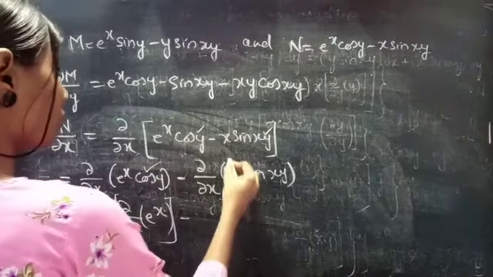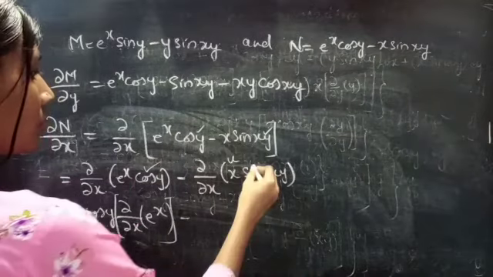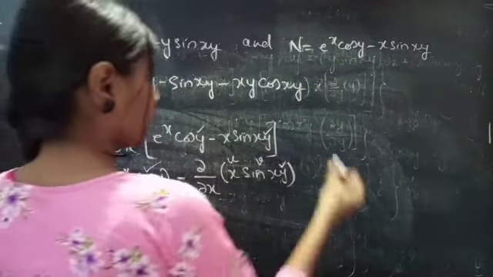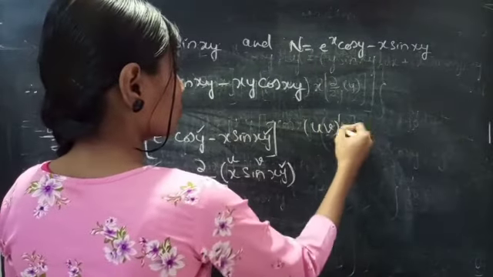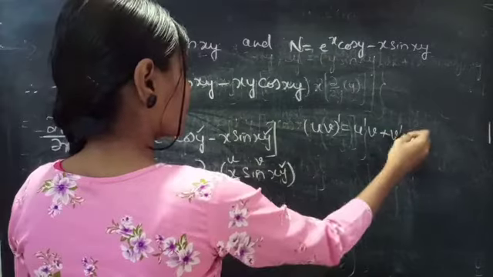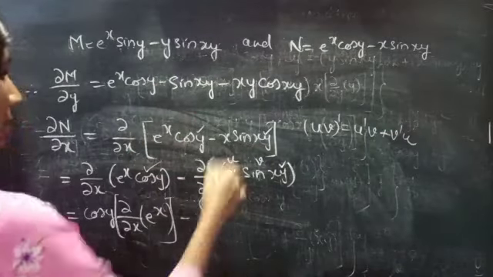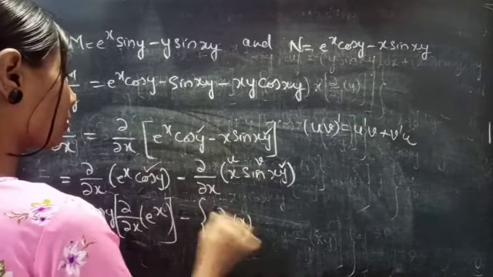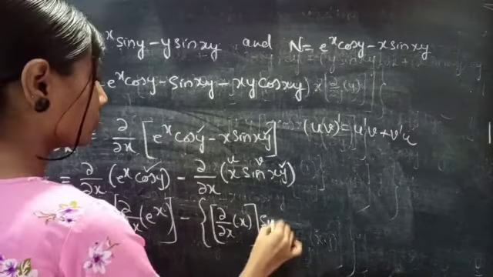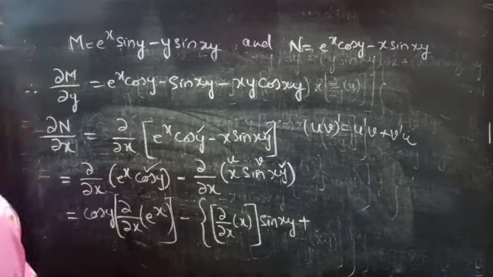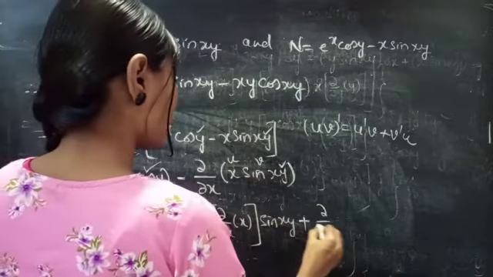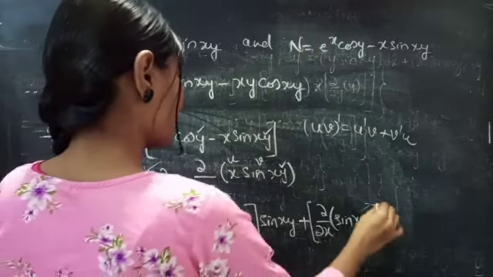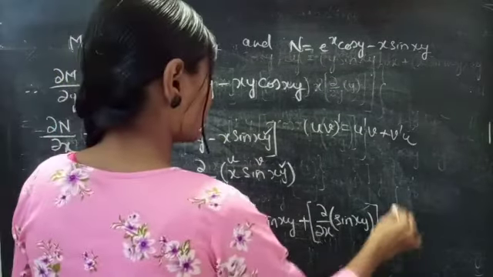Minus, here let u equals x and v equals sin xy. We know that here y is constant again. We know that (uv)' equals u'v plus v'u. Then you can write the above as u', that is ∂/∂x of x, into v, plus v', derivative of sin xy, that is ∂/∂x of sin xy, into u, that is x.